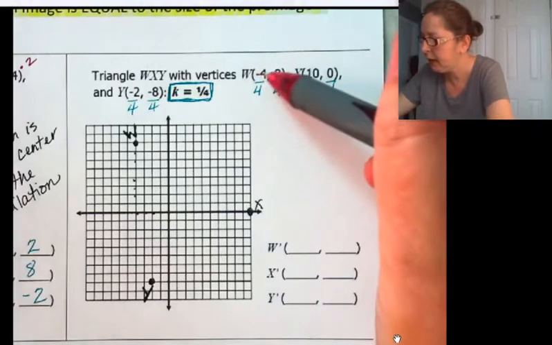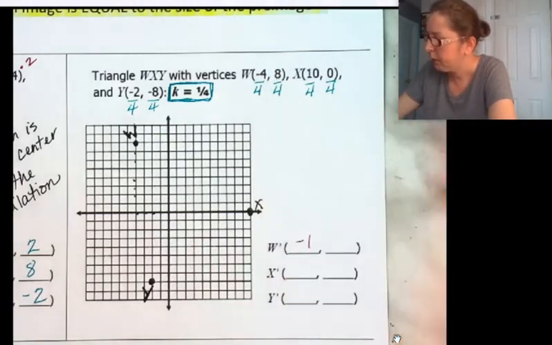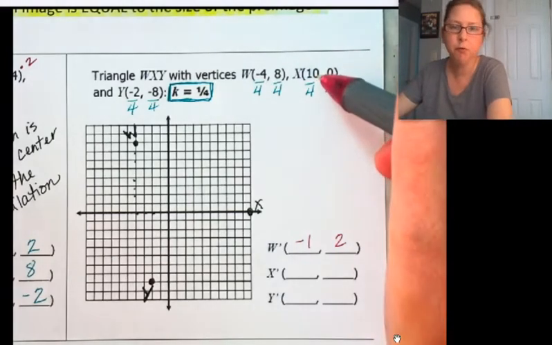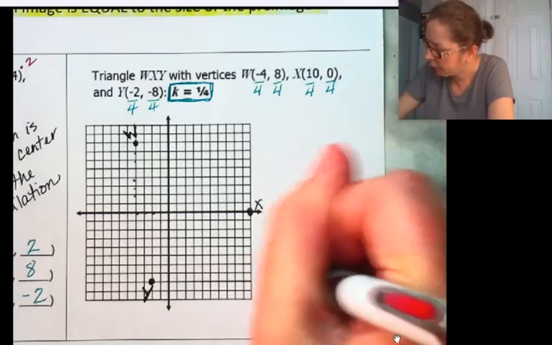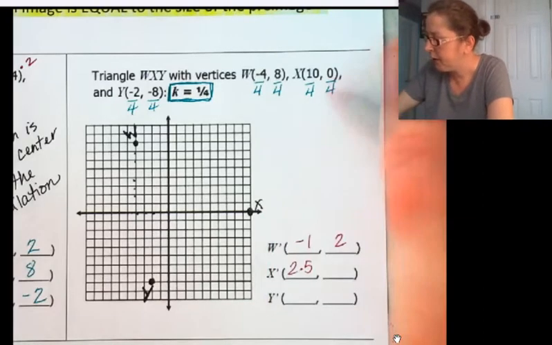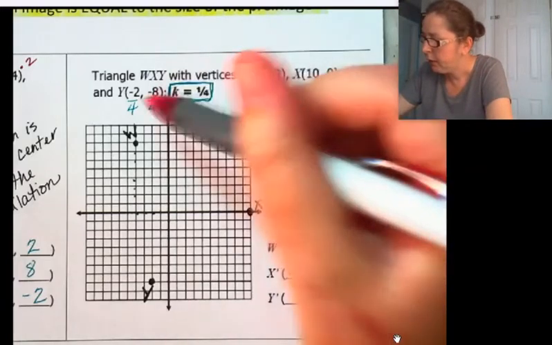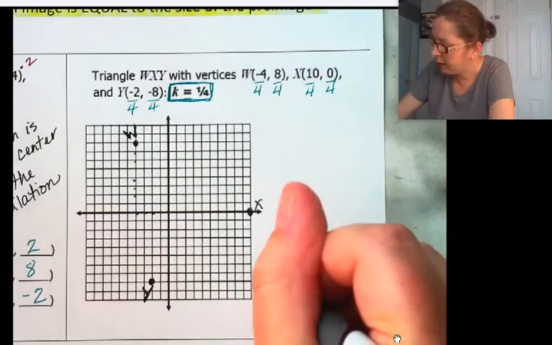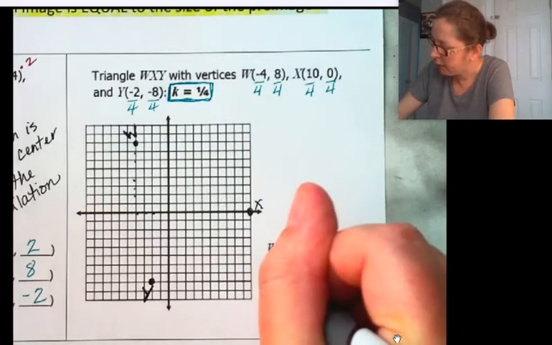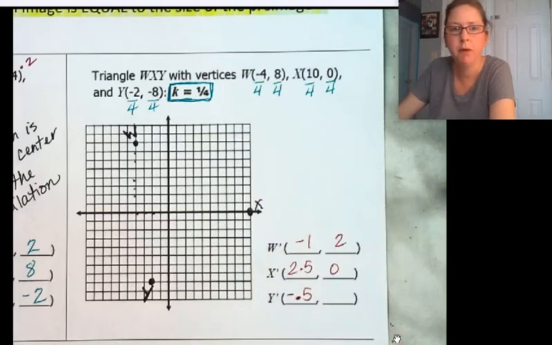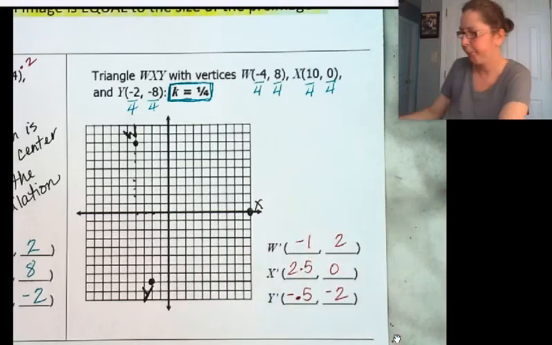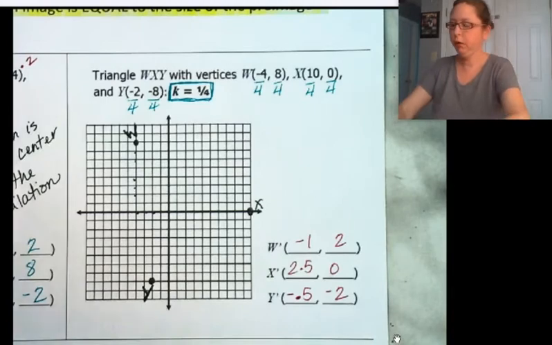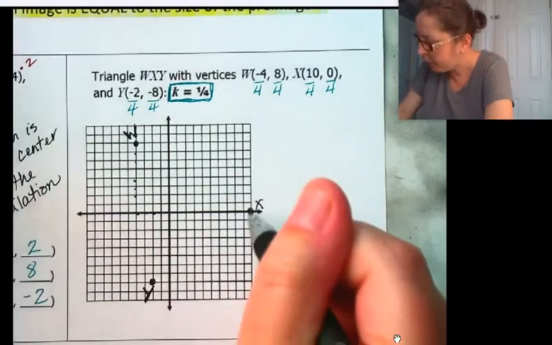So this will be -1. This will be 2. 10/4, that's the same as 2.5. 0 divided by 4 is 0. -2/4, that is -1/2 or 0.5. And then -8 divided by 4 is -2. So let's go ahead and plot these points.